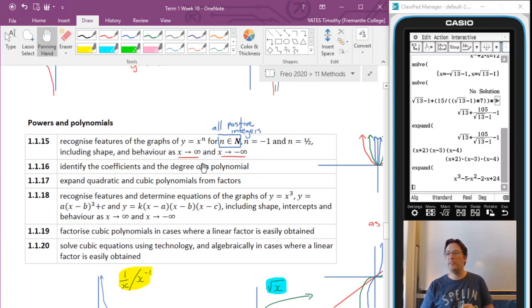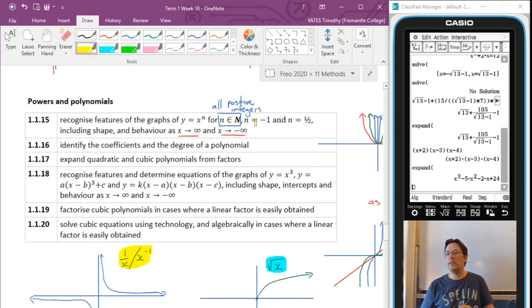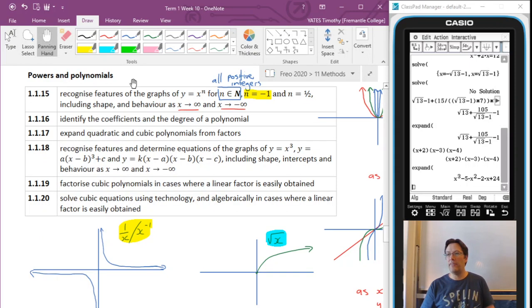Now that's for all positive integers, but if our power is -1, we get the reciprocal function, which we can see down there. And if our power is 1/2, then we get the square root function, which we can see down here. And these ones, as x tends to positive or negative infinity, it should be pretty obvious that y tends to 0 either way.